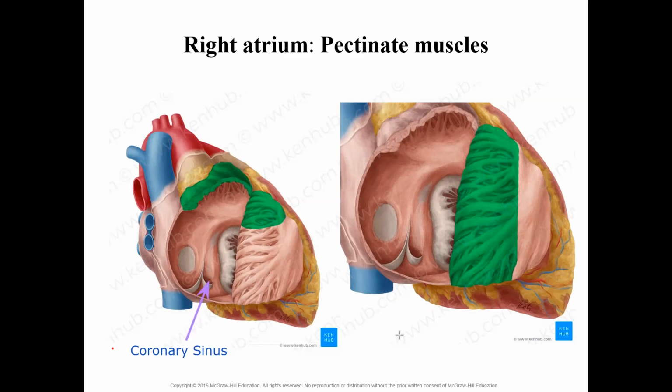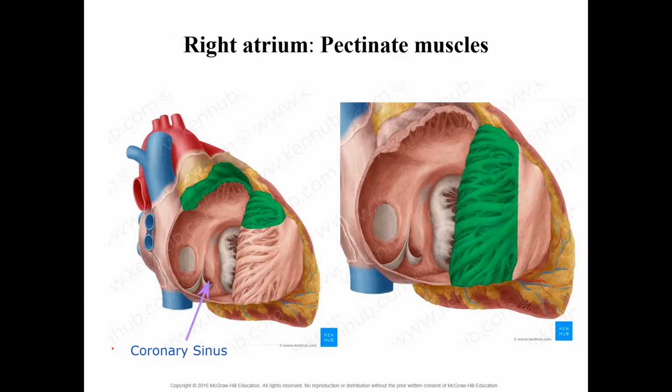This is the opening of coronary sinus. The coronary sinus receives deoxygenated blood of the wall of the heart. So we have three openings here.